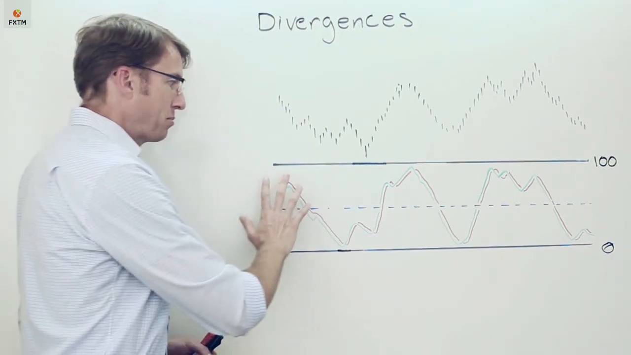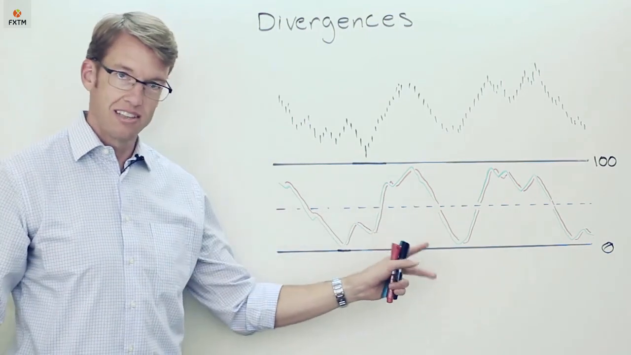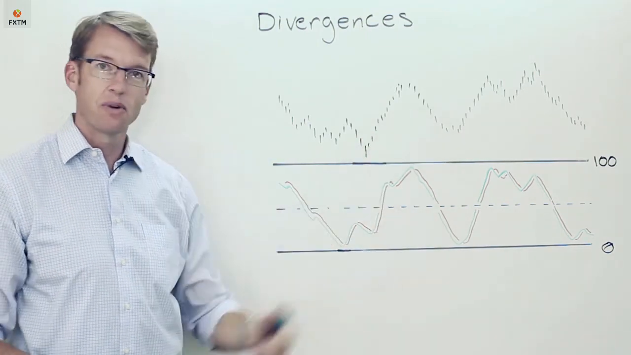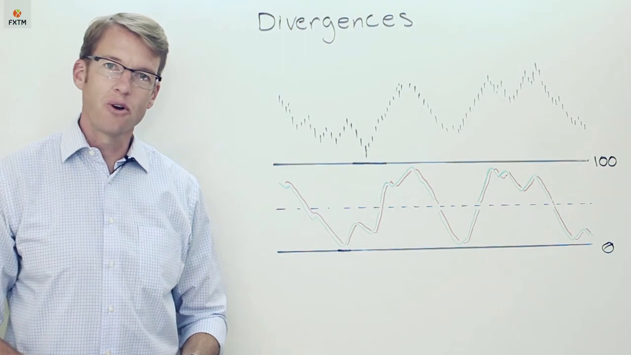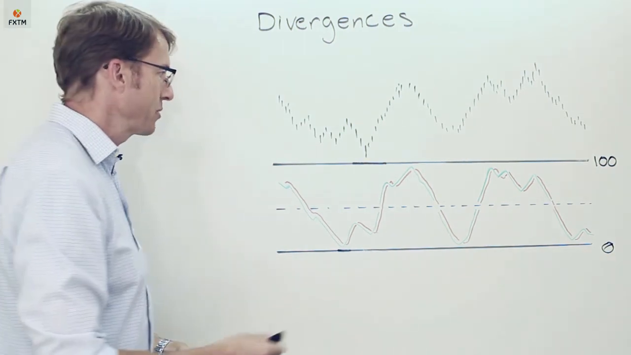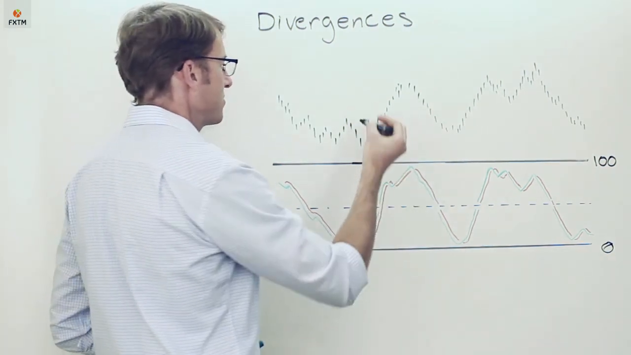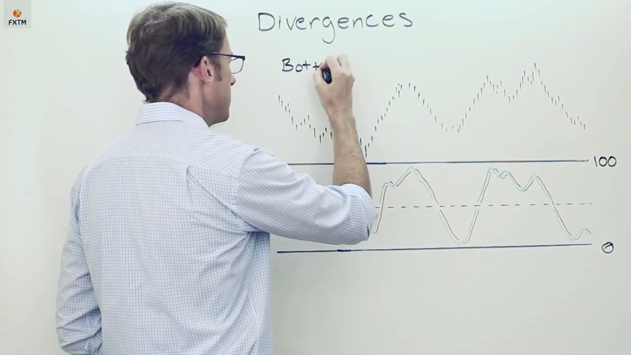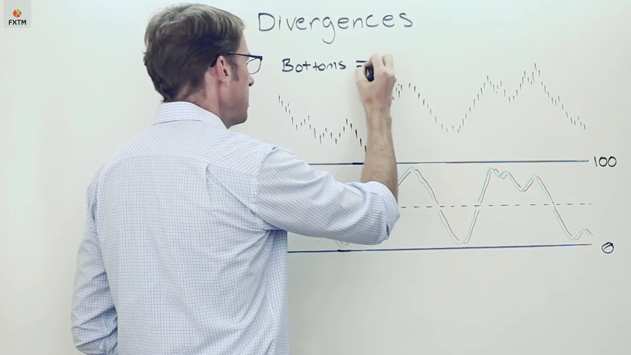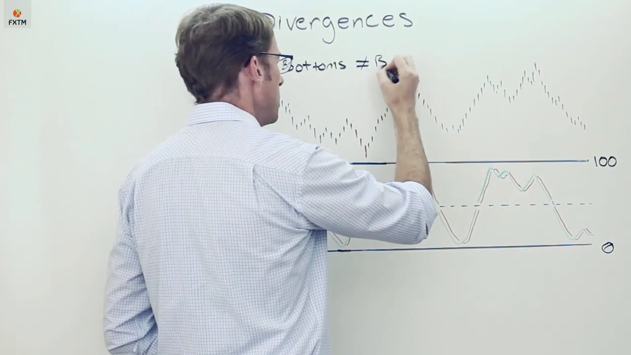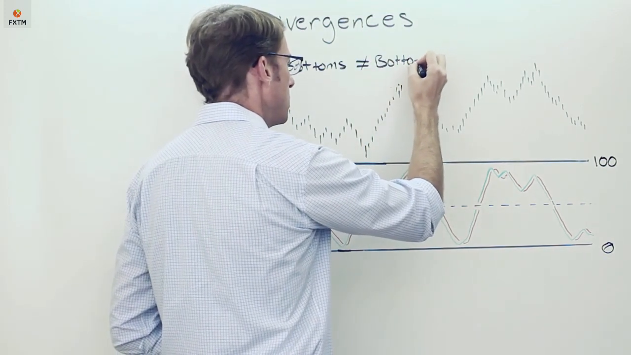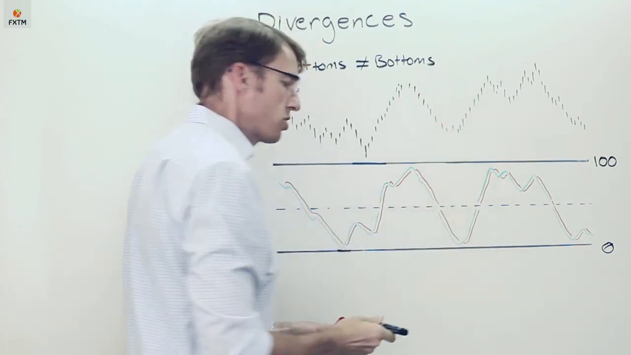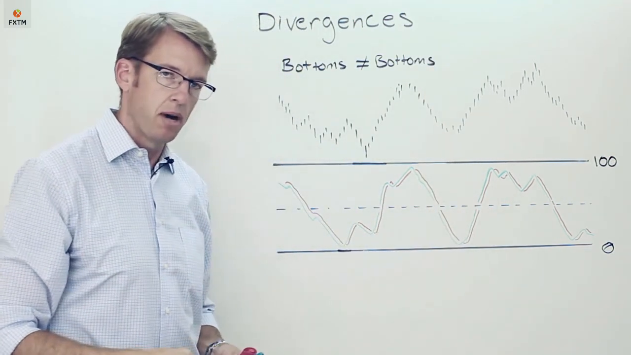So I've drawn an example of what a stochastic oscillator looks like here on the board with a draft price chart here. Now, what are we looking for with the divergence? Well, specifically what we're trying to identify are periods of time when bottoms on the price do not equal or don't match bottoms on the oscillator. So let me give you an example of what I mean by that.